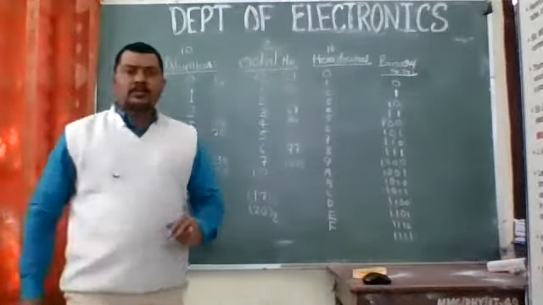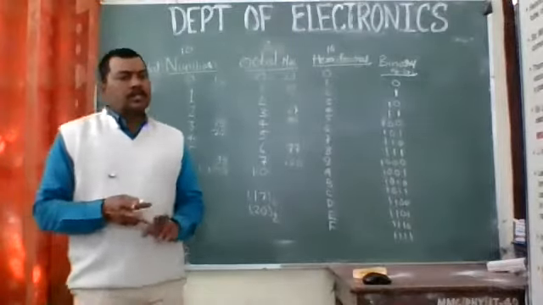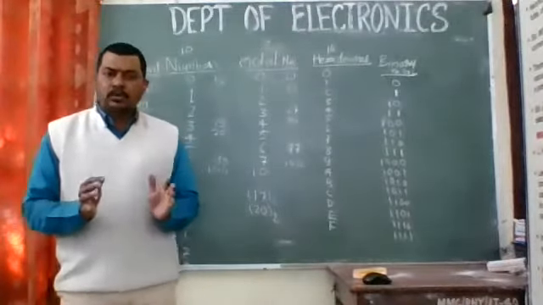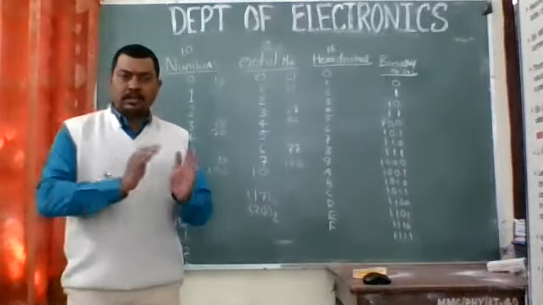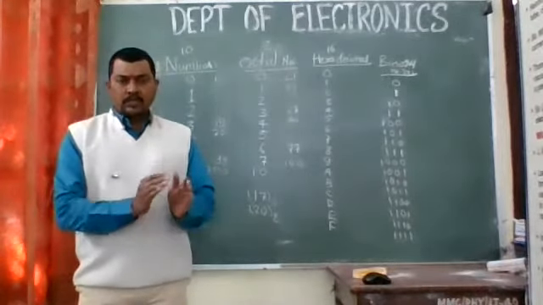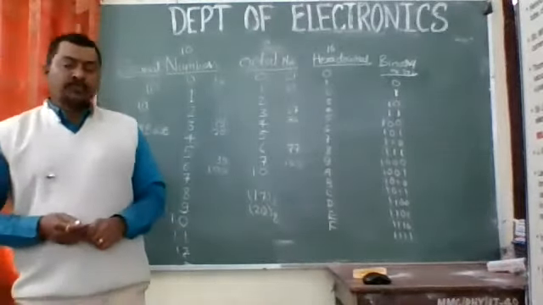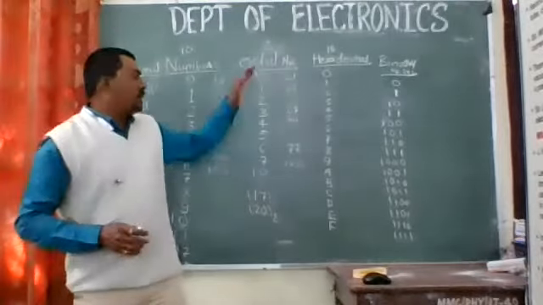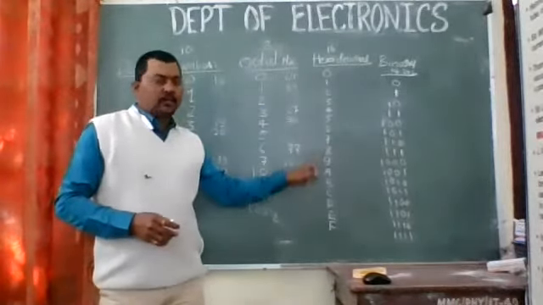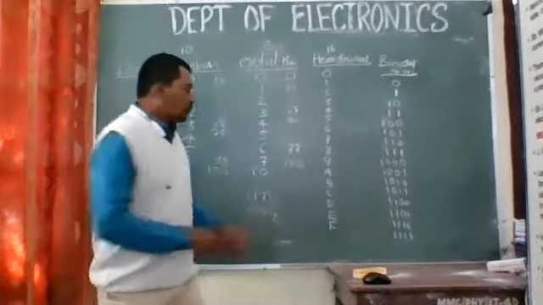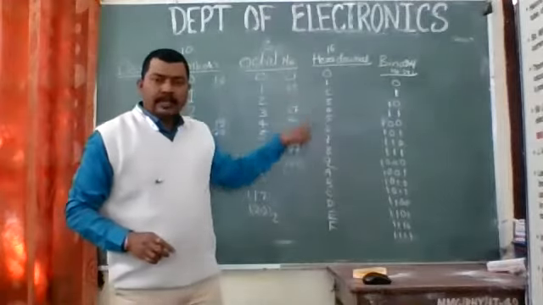The third number system is the hexadecimal number system. Hexa means 6, decimal means 10, so the total is 16, hexadecimal. So decimal plus hexa, 6 plus 10, that is 16 symbols we have to use. Since we have only 10 symbols in the decimal number system, we are going to use all 10 symbols up to 9.